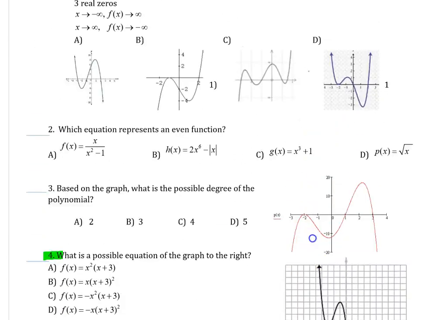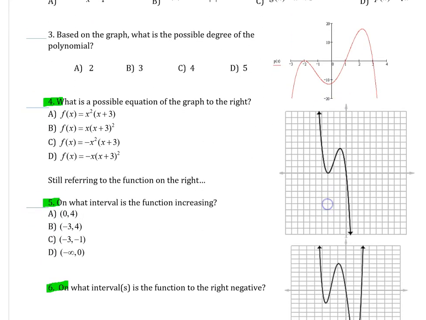And that's about it. Just going to scroll back to the top. So starting with question 4. What is a possible equation of the graph to the right?